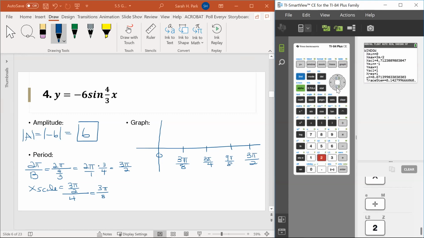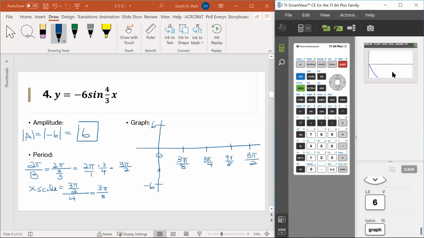Our x scale is 3 pi over 8. Our y min, so now this is different. Instead of going from -1 to 1, now it's going to go all the way to 6 and -6, because that's our amplitude. Amplitude is how high it's going to reach from your midline, or from 0. So for y min, we have -6, and for y max, we have +6.